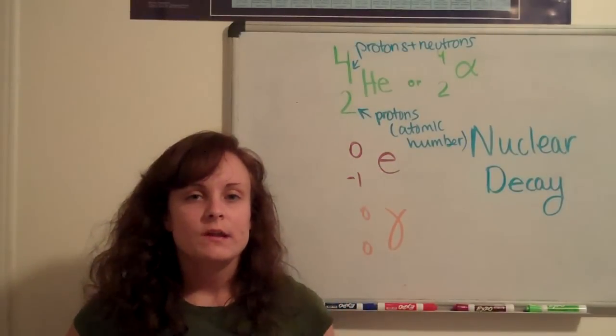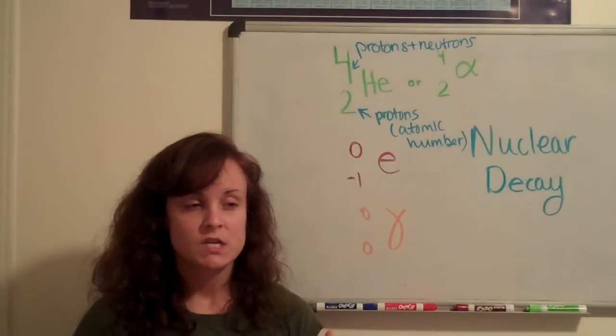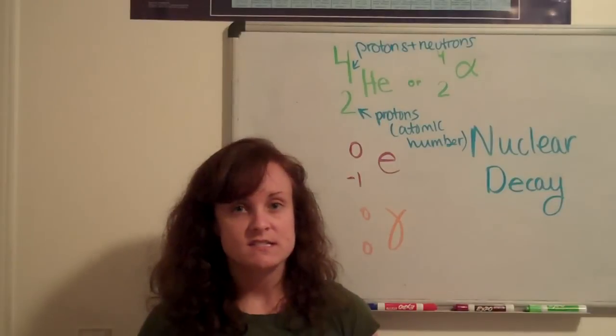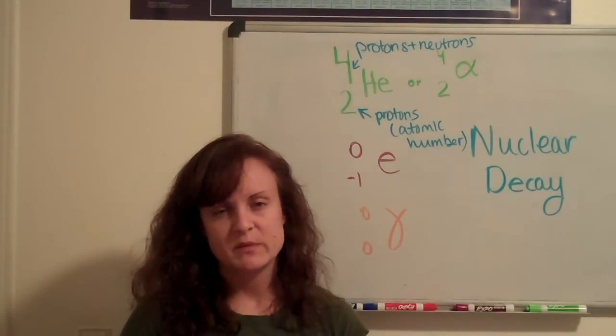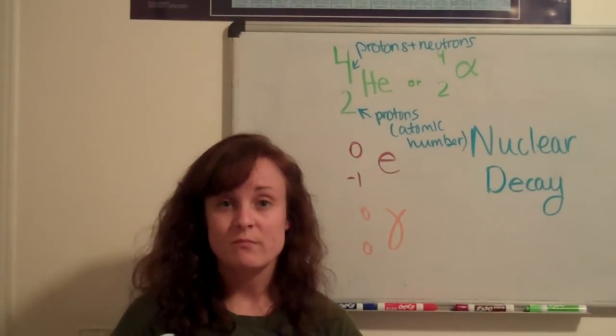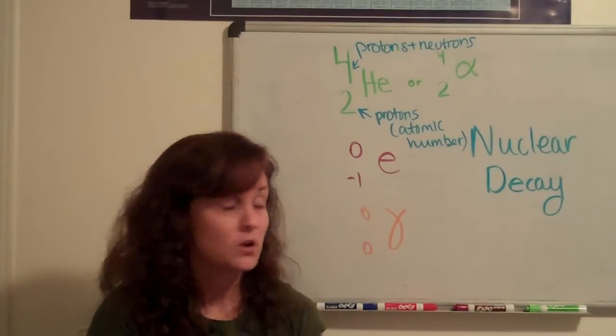We're going to be talking about nuclear decay today. Nuclear decay is what occurs within the nucleus of an atom when that nucleus is unstable. It actually ejects certain particles in order to gain stability. The nucleus of an atom might be unstable because it's too massive. There are too many particles for the weak nuclear force to hold the nucleus together.